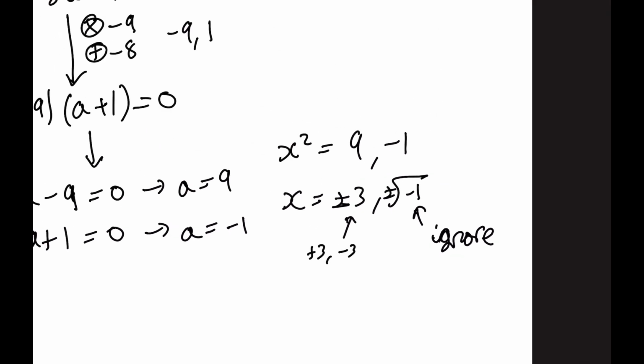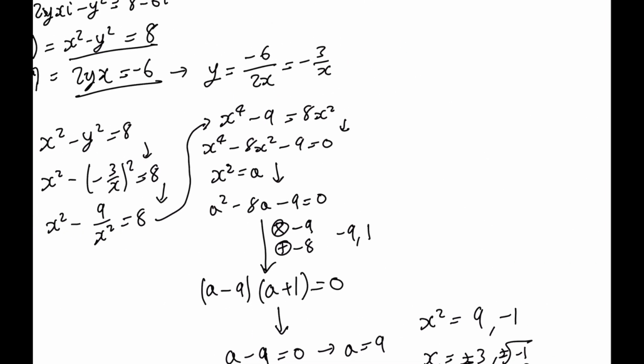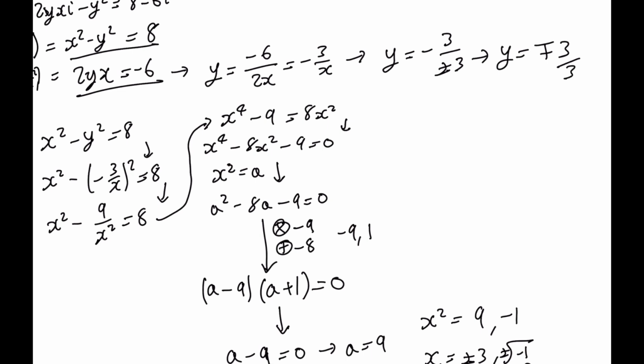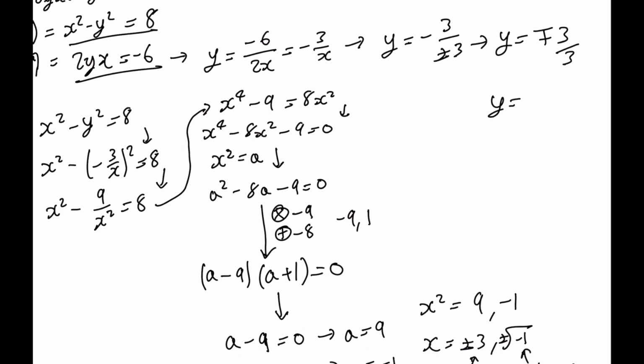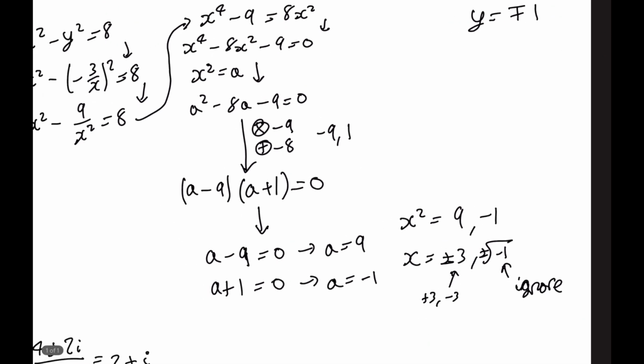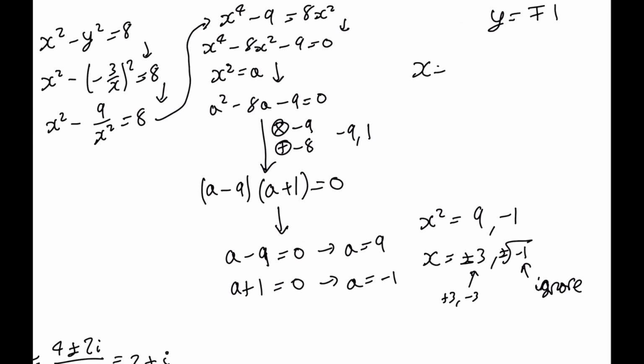So now to find our value for y, we can just substitute into this equation here. y is equal to minus 3 over plus minus 3, and because we have a minus, we can just flip it. So we get y is equal to minus plus 3 over 3, which is equal to 1, so y is equal to minus plus 1. I'll go into what this sign means in a second. So now we have values for x and y: x is equal to plus minus 3, and y is equal to minus plus 1.